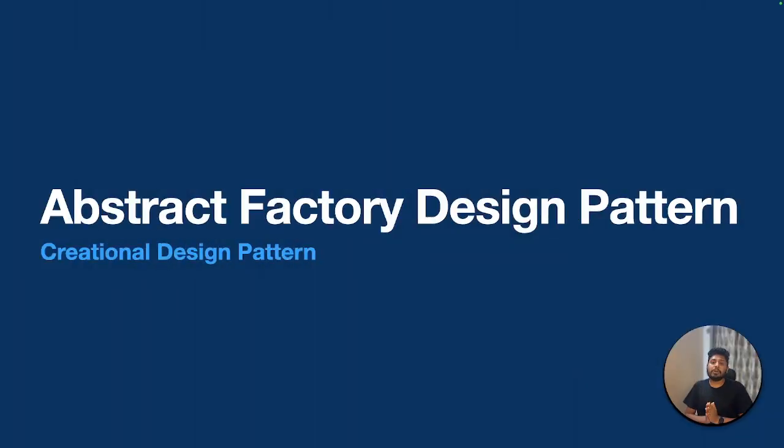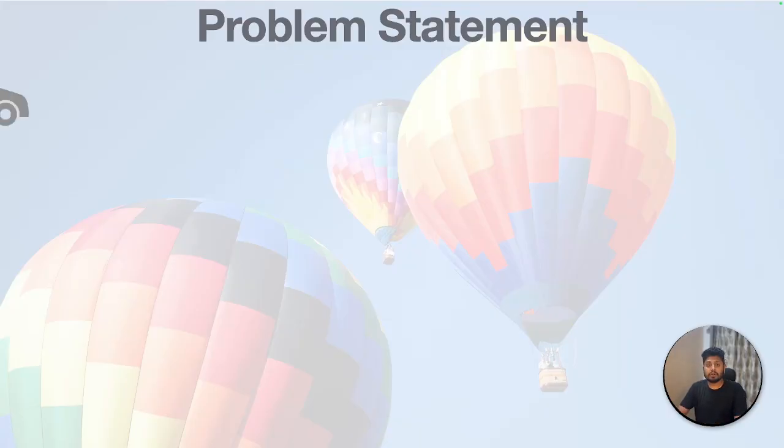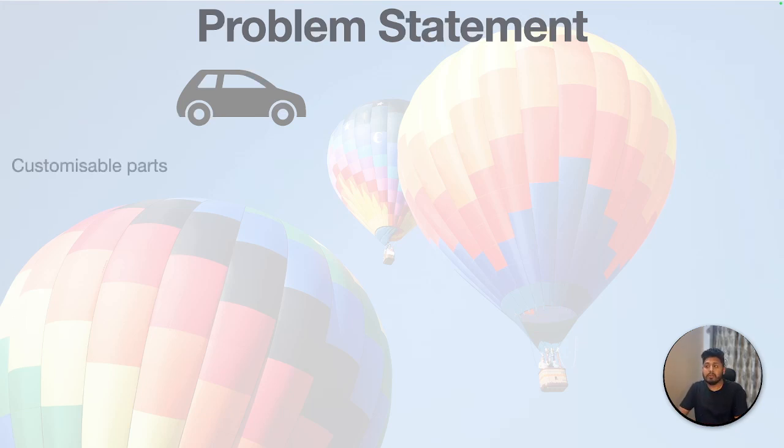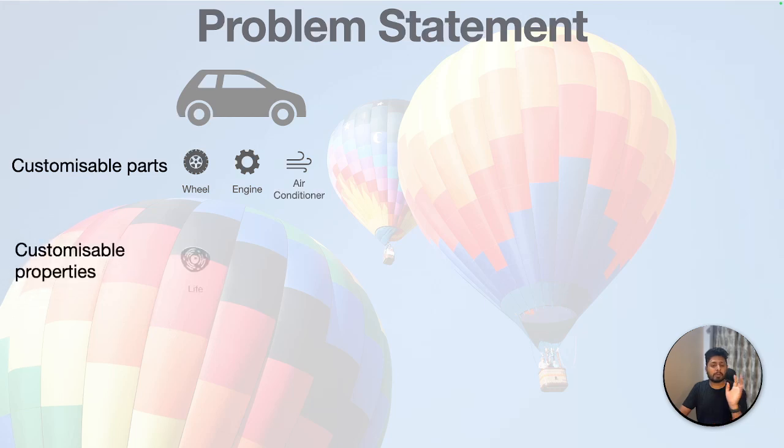So now let's jump into the question and understand the problem statement that we have in hand. I have a problem statement where I want to design a car which has some customizable parts, like you have wheels, you have an engine, or you have your air conditioning. So the car can have different options of air conditioning, engine, or wheel. And there are a few customizable properties as well.